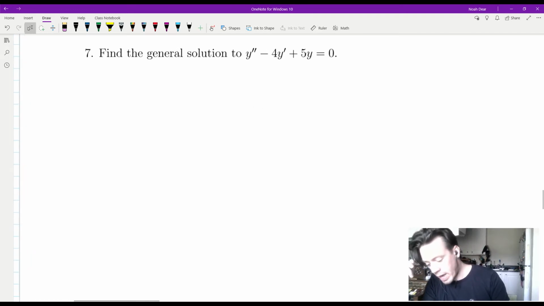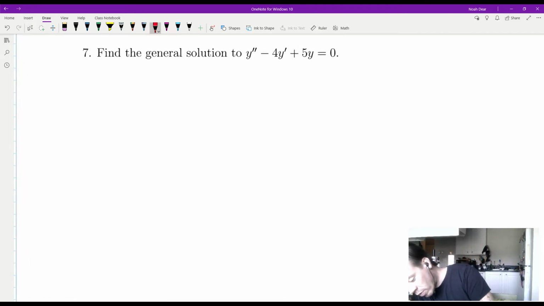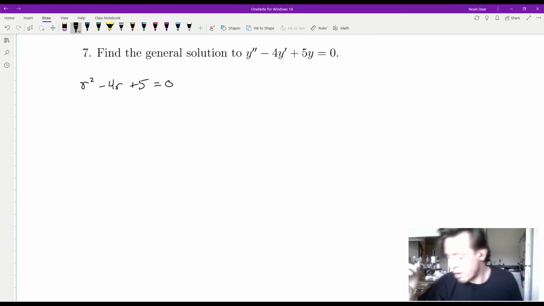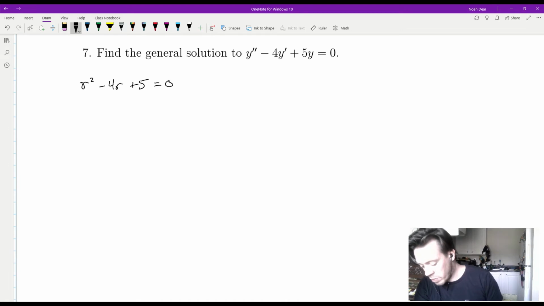So we'll start as we always do. We're going to start with the characteristic equation, r squared minus 4r plus 5 equals 0. And we could sit here and try and factor this all day long, and it's not going to work without complex numbers. So we'll use the quadratic formula.